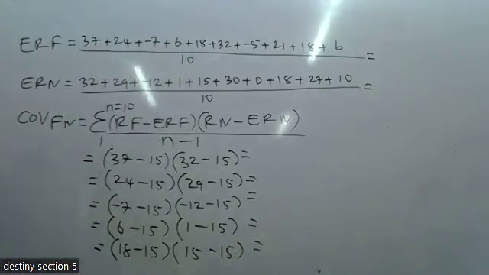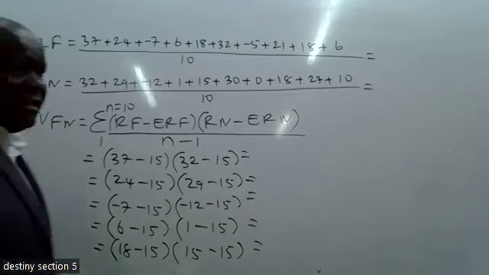Then you will get the total. That total is what we shall divide by 10 minus 1. After you arrange up to number 10, that total is what we should be able to divide by.